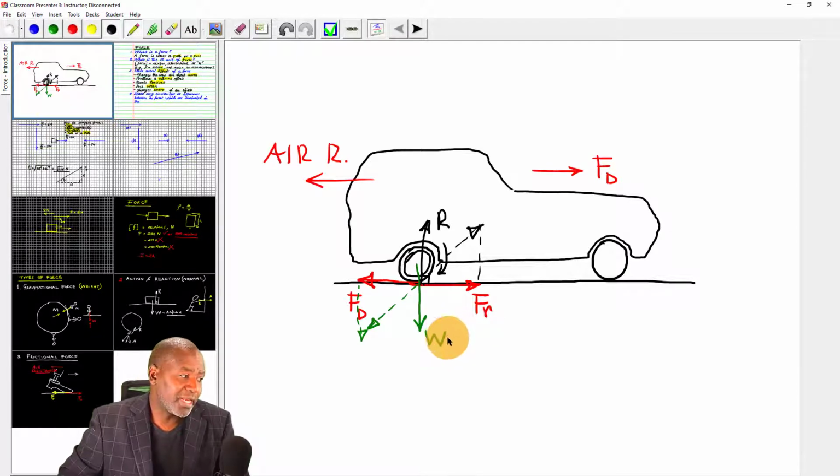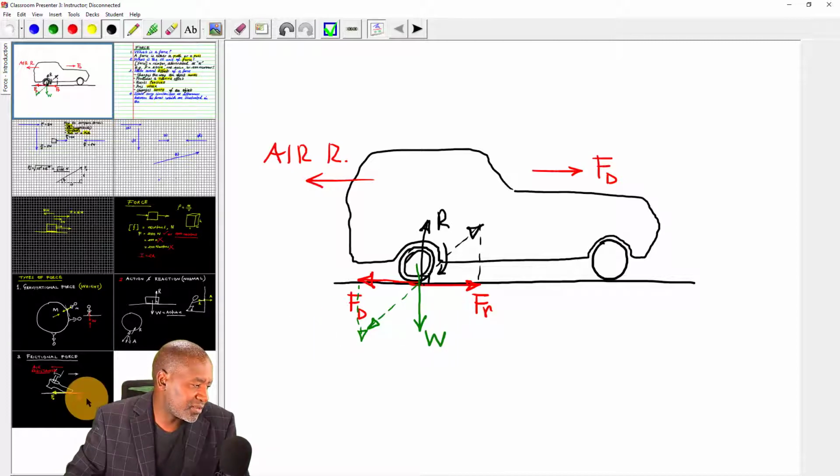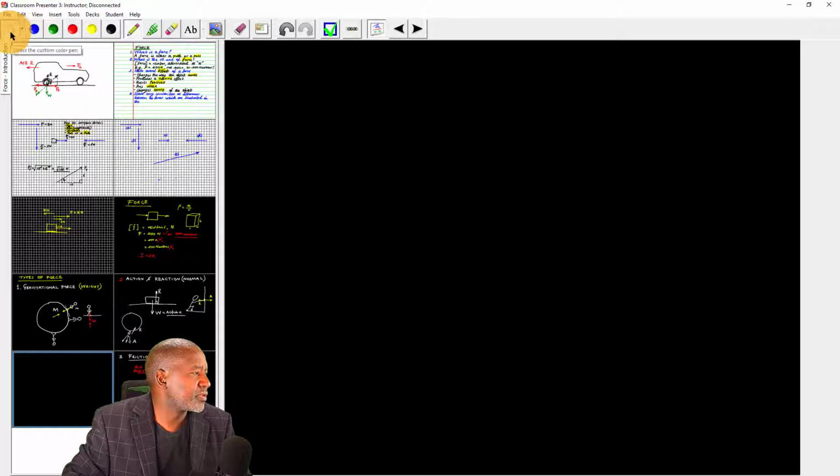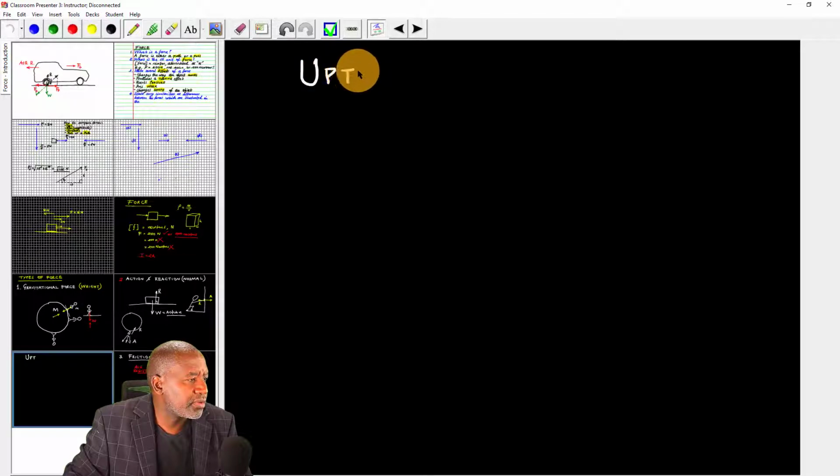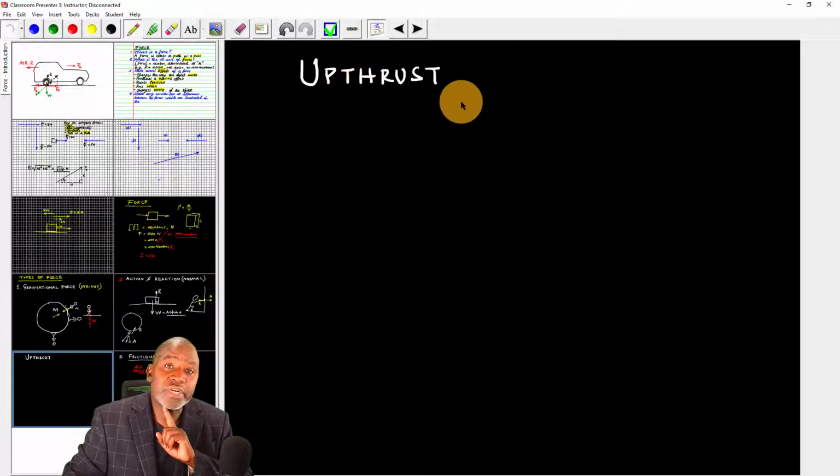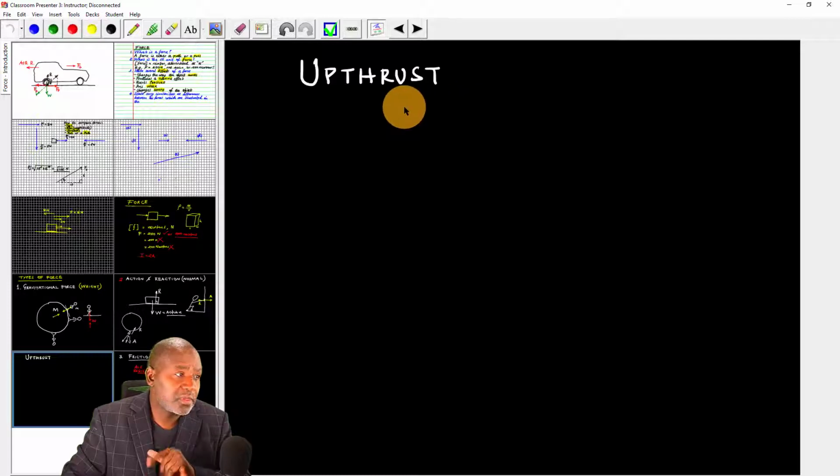Now let's look at the next force, which is upthrust. Upthrust. So this force here is upthrust. There are 2 words here. Up meaning direction, thrust meaning force. So upthrust is a force.